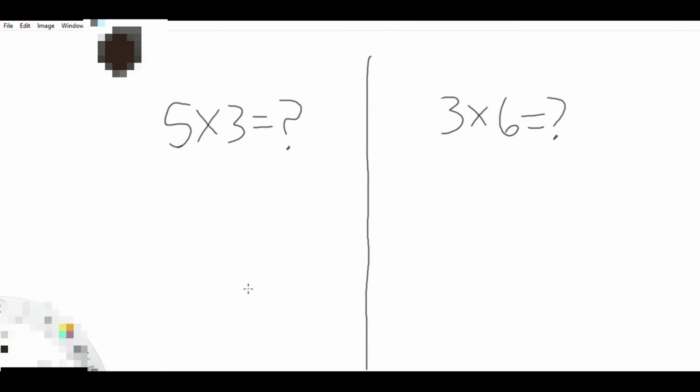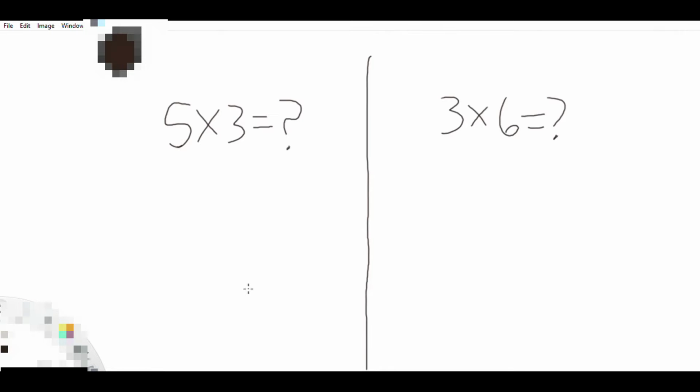So in third grade you learn about multiplication. That's one of the things you learn in math during third grade. There are many others, but today we're going to focus on multiplication for third graders.